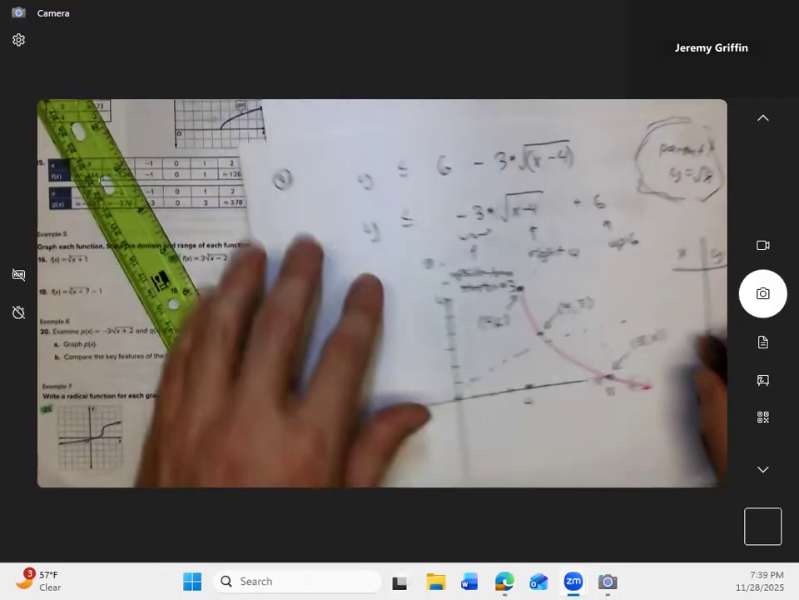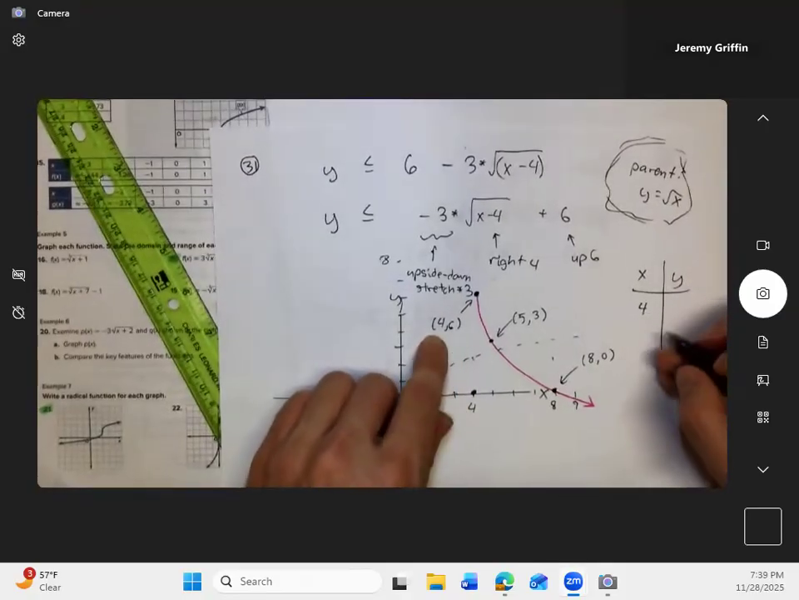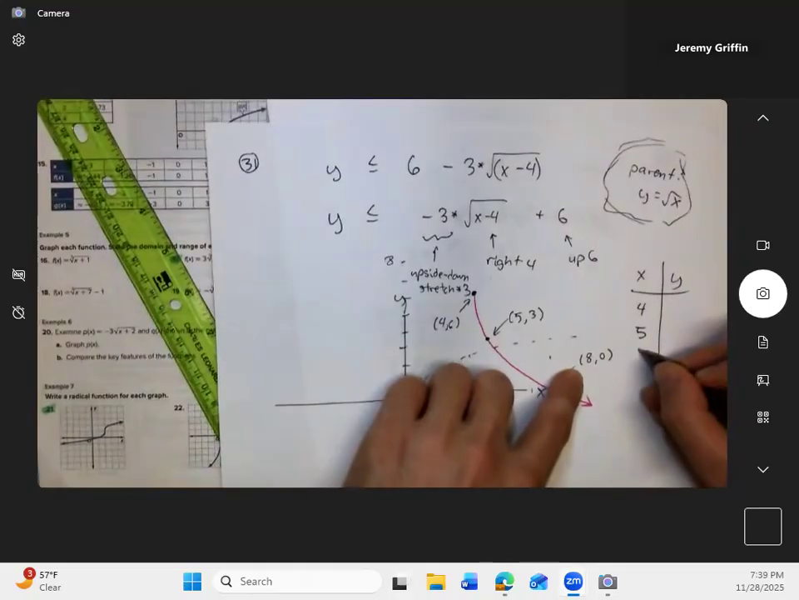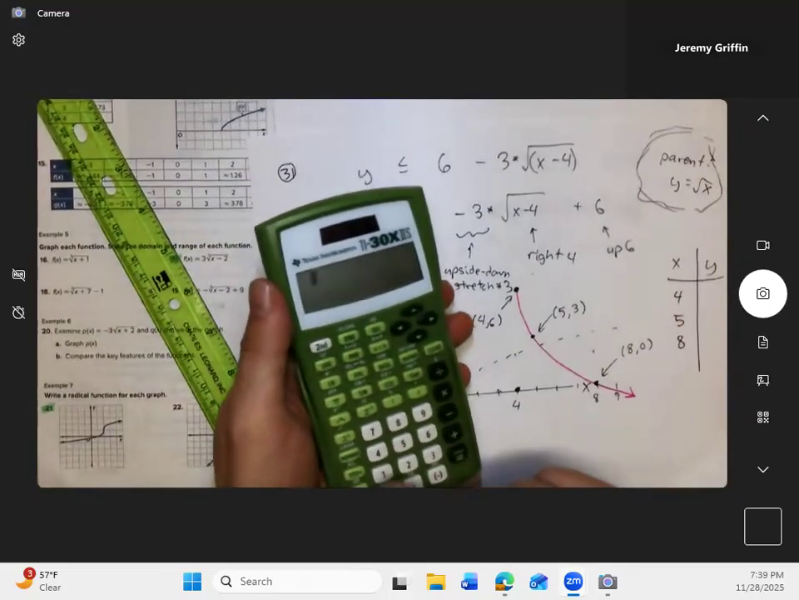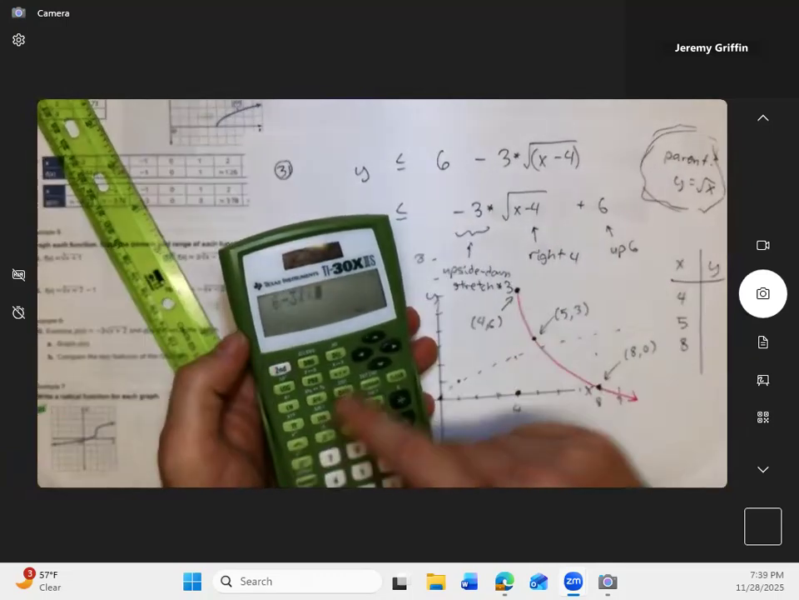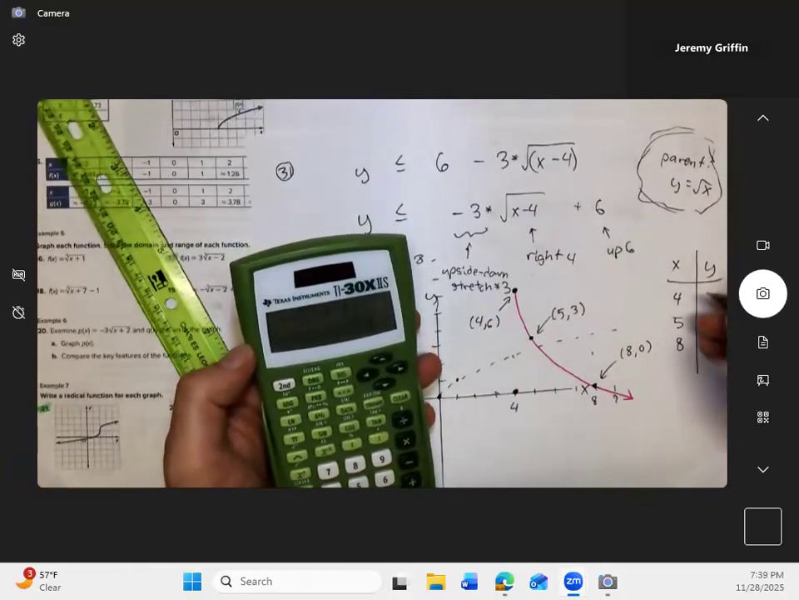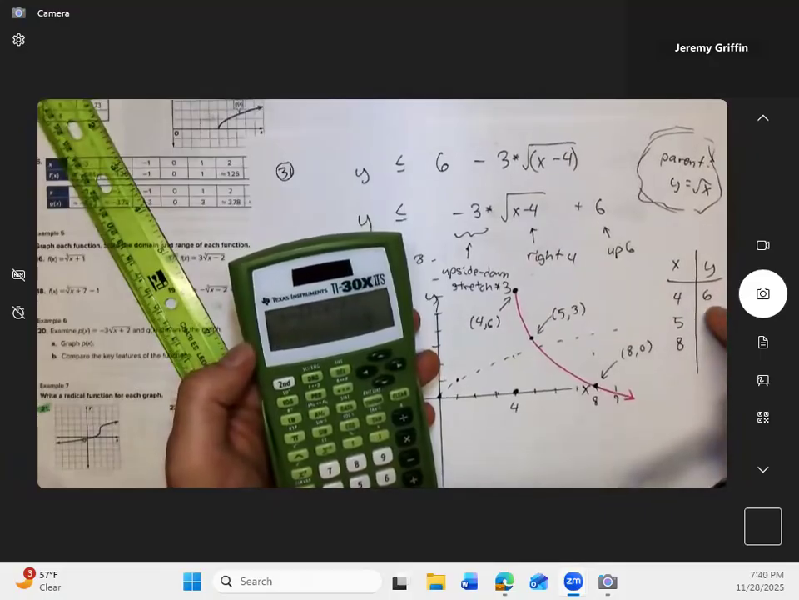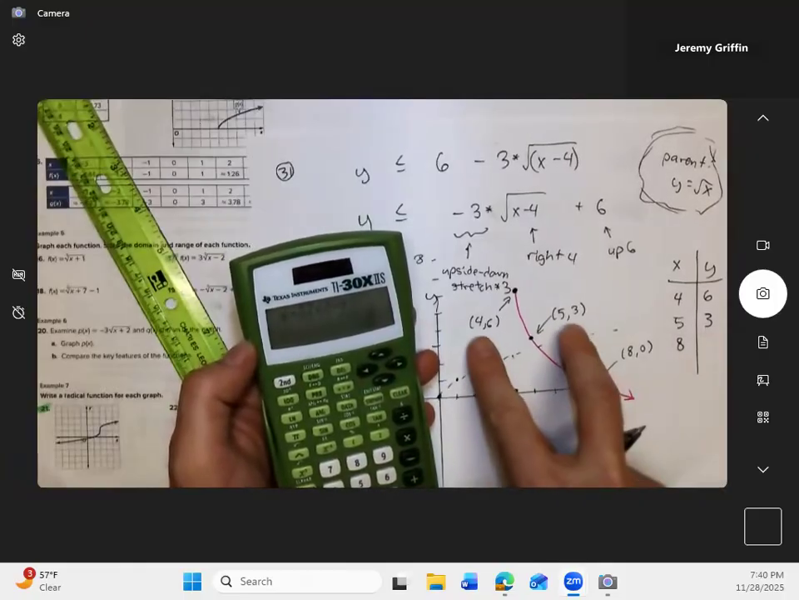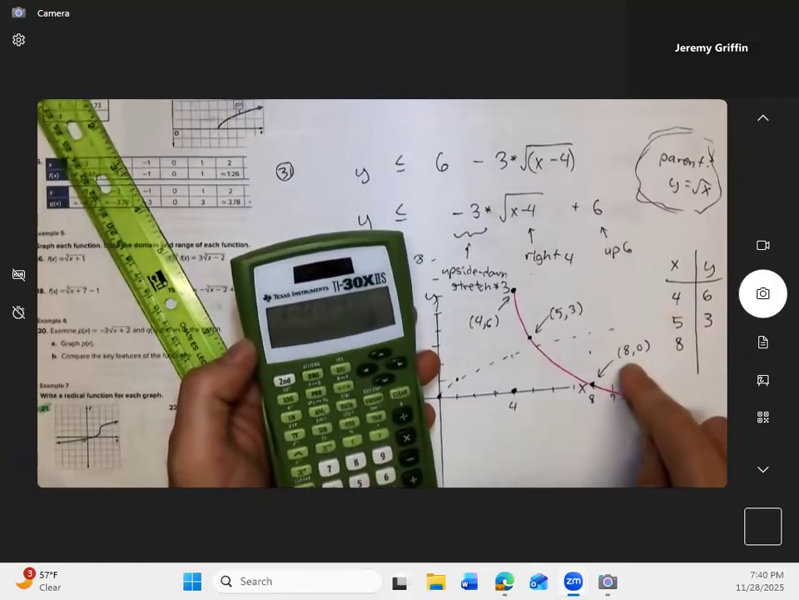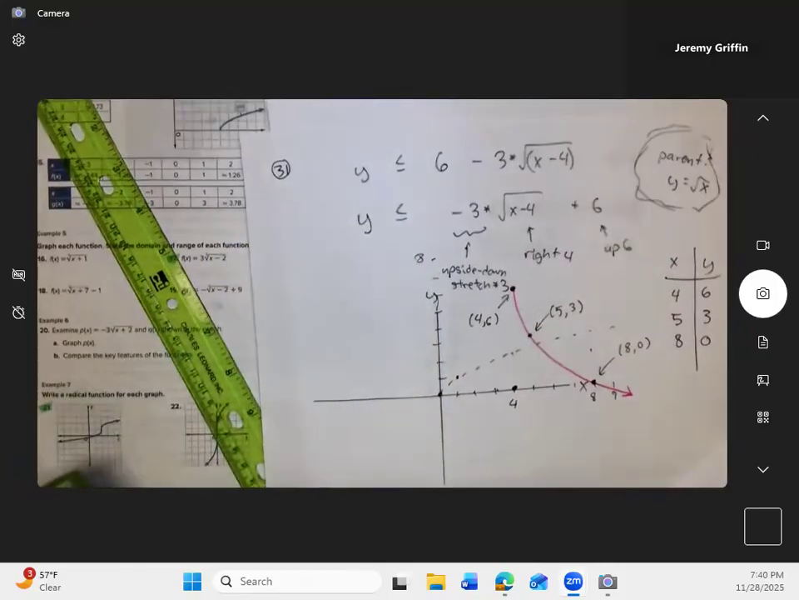So x, y for this function right here. I got some x coordinates of 4, 5, and 8, and I'm claiming that the y values should be 6, 3, and 0. Let's see if that's true. So 6 minus 3 times the square root of x minus 4. Let's do 4 minus 4. Yep, that's 6. And if I plug in 5, I get 3. So 4, 6 and 5, 3. And finally, 8, 0 should be a point. Let's see if that's true. Yeah, it totally is. So it totally worked with all the translation rules.